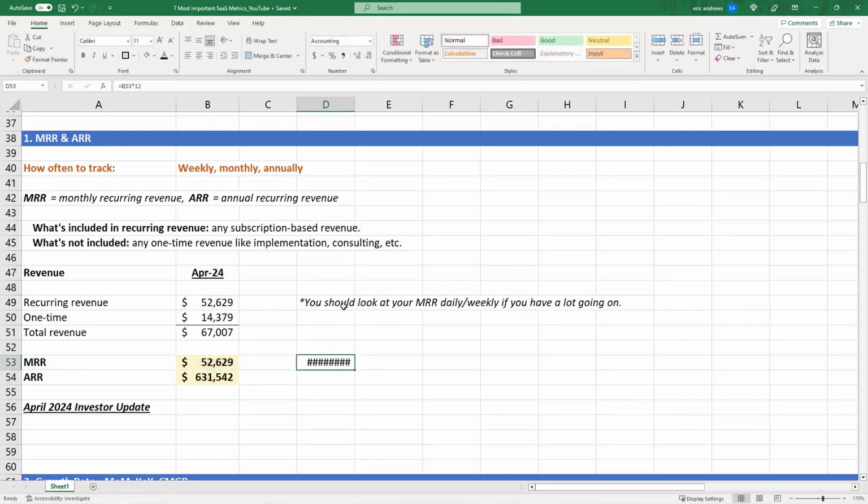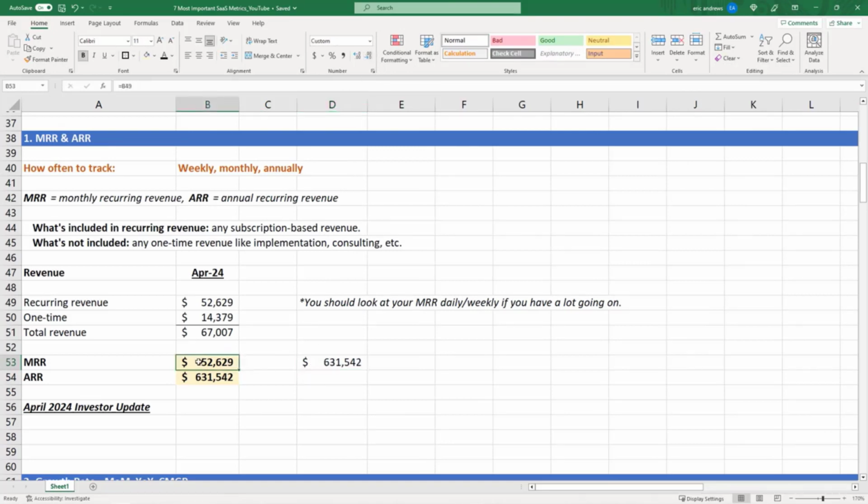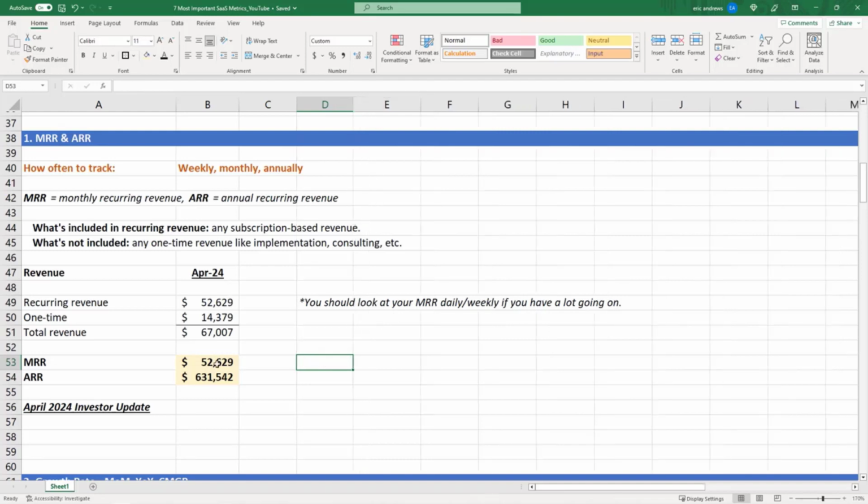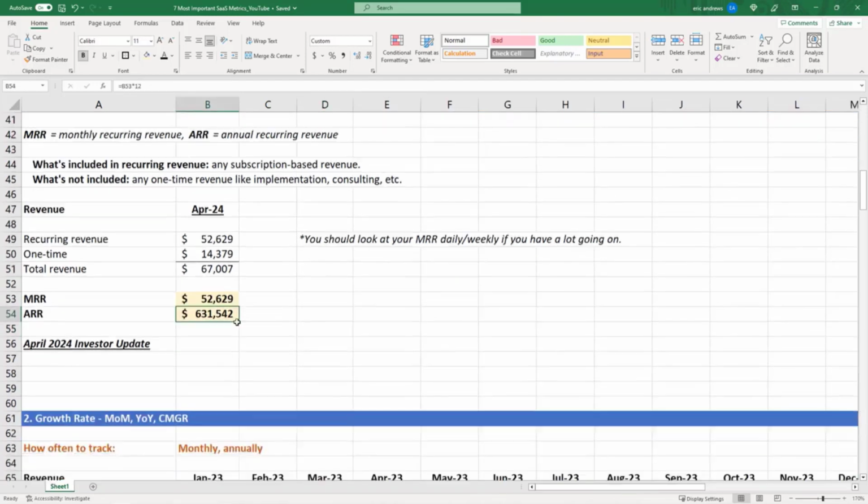What that means is basically if you did this prior month, which was April 2024, for 12 months in a row, how much recurring revenue would you have on an annualized basis? If you just did this month for 12 months without it increasing or decreasing, you'd be doing about $631,000 a year of recurring revenue. And so it just gives you sort of a run rate metric. That's what ARR is.